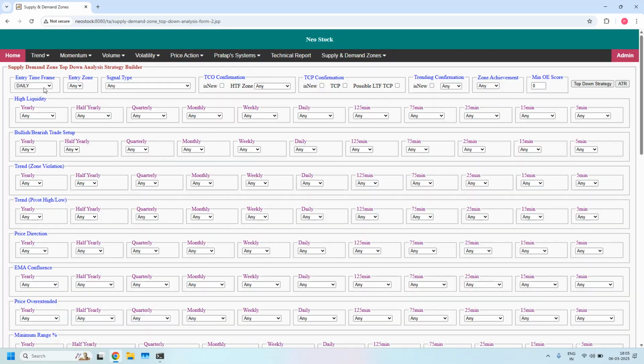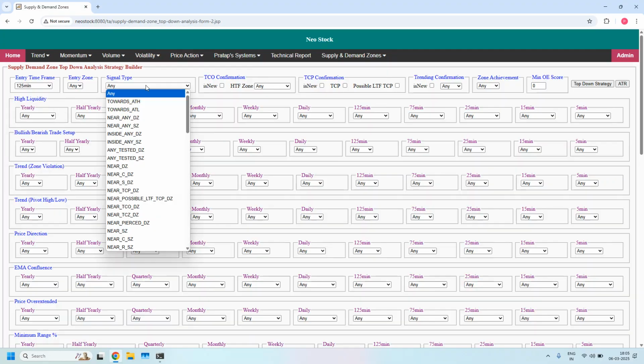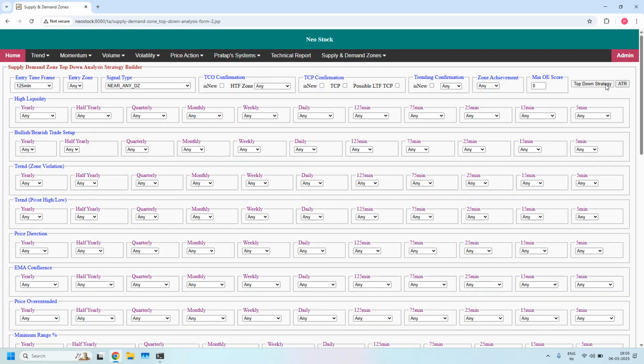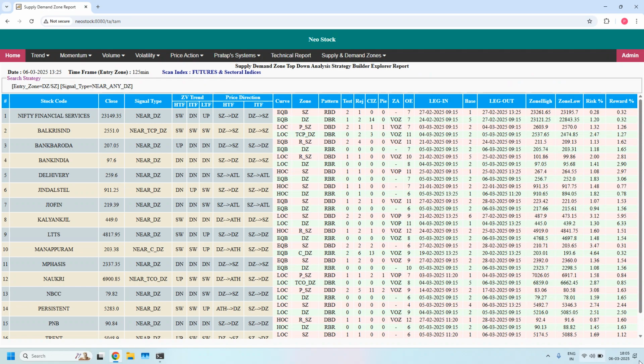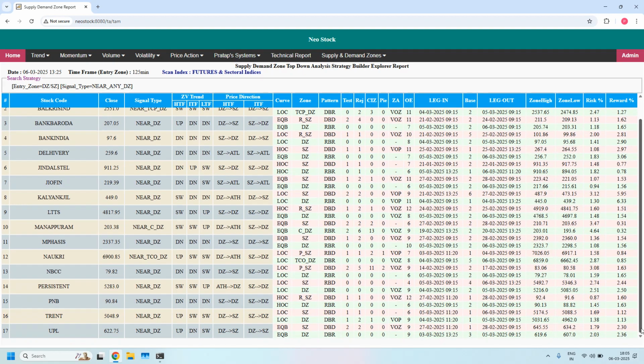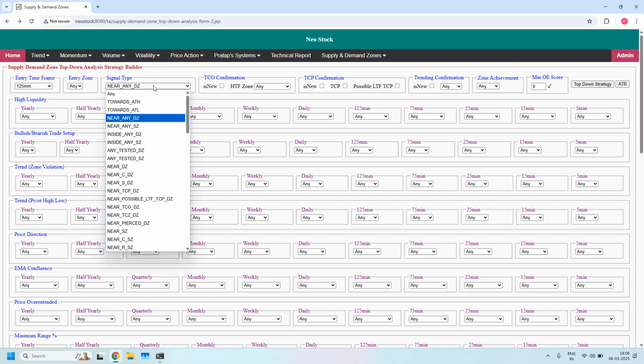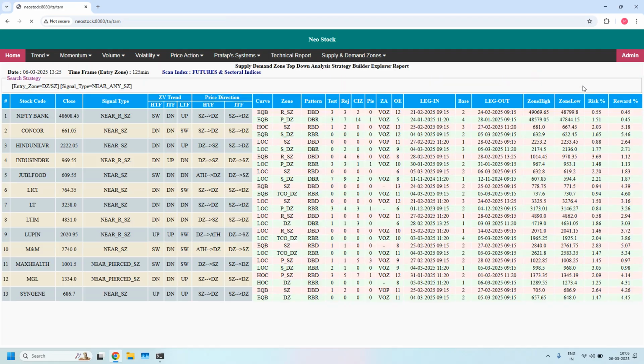Next time frame is 125 minutes. Stocks near 125 minutes demand zone. First 15 stocks in the list. I am scrolling the list down. So total 17 stocks are filtered. Next, 125 minutes time frame, stocks near 125 minutes supply zone, we got 13 stocks.